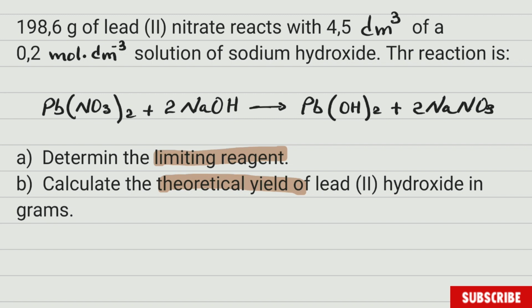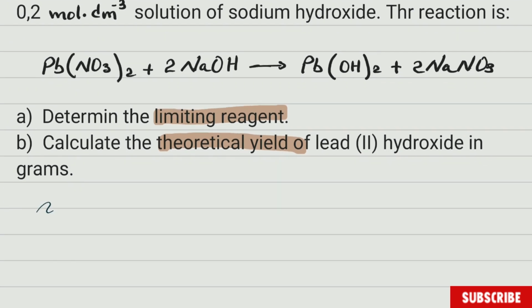198.6 grams of lead(II) nitrate reacts with 4.5 cubic decimeters of a 0.2 mole per cubic decimeter solution of sodium hydroxide. The reaction is given, and then you see the reaction. Determine the limiting reagent. Now, to determine the limiting reagent, the first thing you are going to do, this one is equation A.